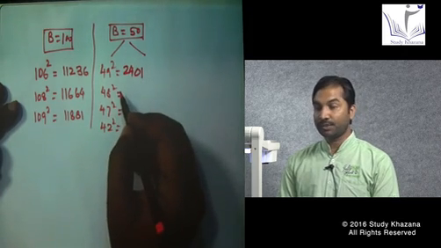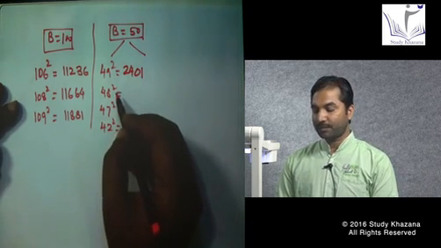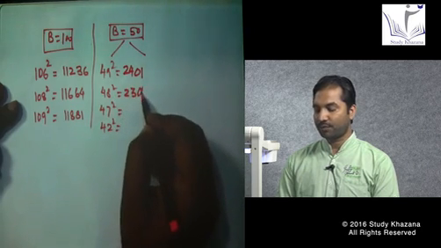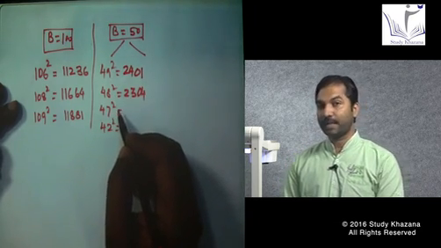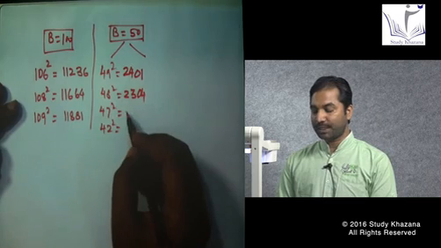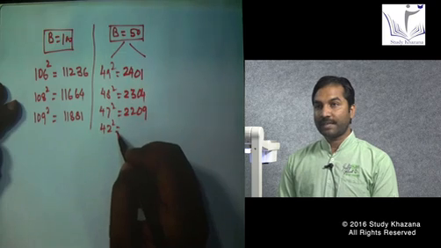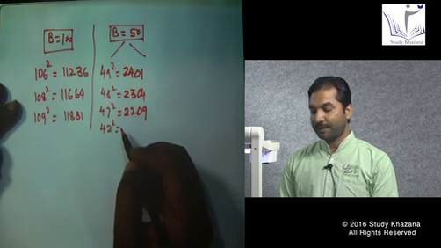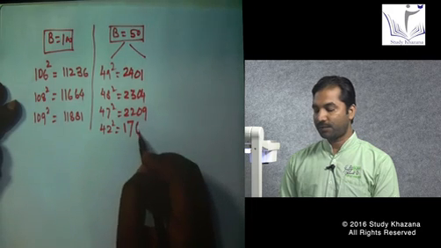Next number is 48, which is 2 less than 50. We subtract 2 from 48, it becomes 46, and half of it is 23, and 2 square is 04. Next number is 47, which is 3 less than 50. We subtract 3 from 47, it becomes 44, and we take half of it, it becomes 22, and 3 square is 09. Next number is 42, which is less than 50 by 8. We subtract 8 from 42, it becomes 34, and half of it becomes 17, and 8 square is 64.